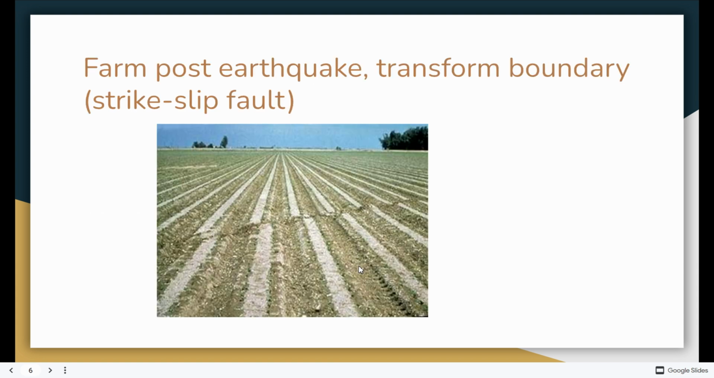So this is a picture of your strike-slip fault. This is a farm out in the California area, and they've already plowed the fields when the earthquake happened, so you can see how much it shifted. You've got a couple of inches here that it shifted over. So you no longer have straight lines in the fields here because that earthquake happened and it moved everything.